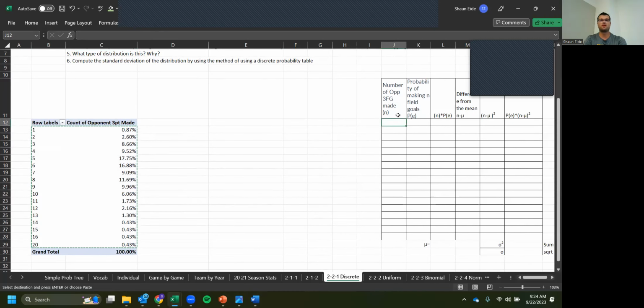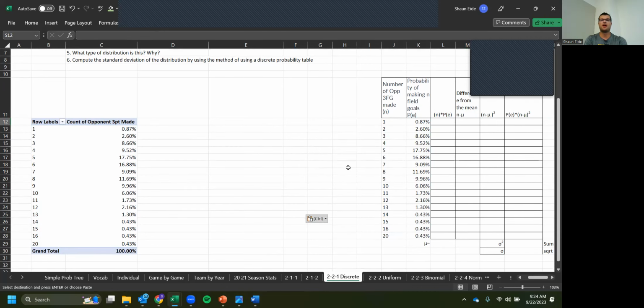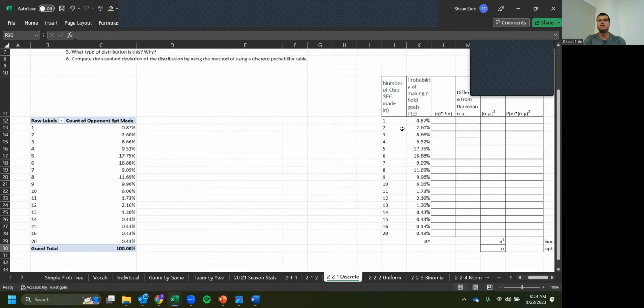Then I'm going to come over here and press Control V. Now I've got the number of 3-pointers that they made, and the probability of them making each of those three-pointers.